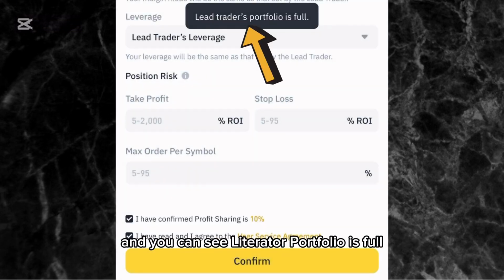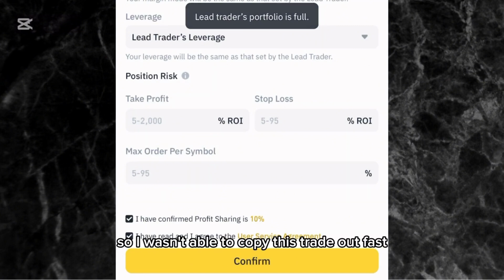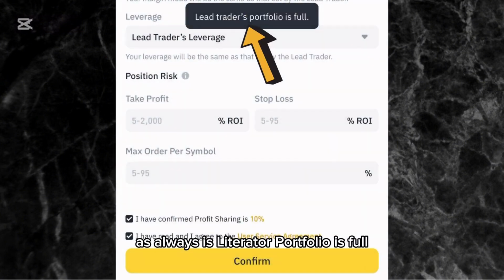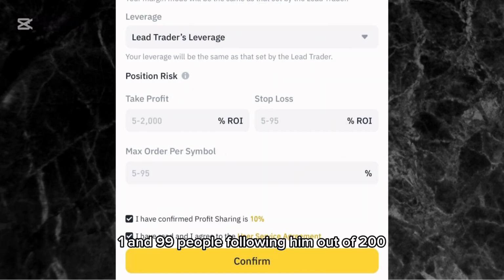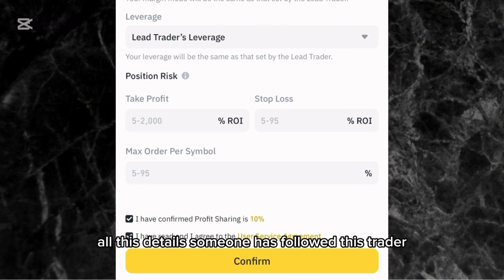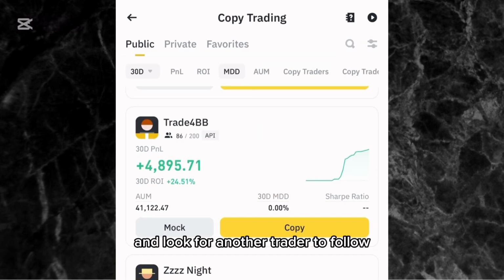Oh, and you can see lead trader's portfolio is full. So I wasn't able to copy this trader fast. Let me show you again. You can see where it says lead trader portfolio is full. Remember that this person had 199 people following him out of 200. That means while I was entering all of these details, someone has followed this trader. So I wasn't able to take the opportunity fast. So I'll just come right here and look for another trader to follow.